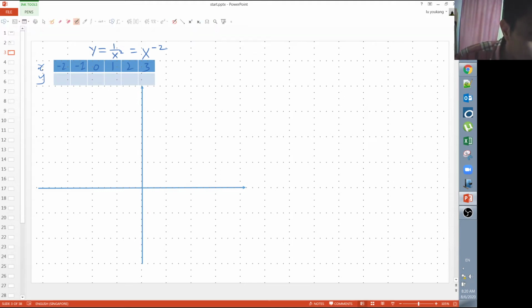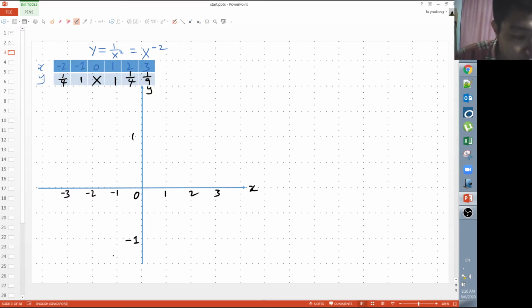And when x is -2, you put it into this, you will get 1 over 4. Over here you get 1 over 1. This is undefined. This is 1 over 1. This is 1 over 4. This is 1 over 9. Alright, so similarly, let me label the x and y axis. So let me have 1, 3, -1, -2, -3, 1 here, and 1 here.